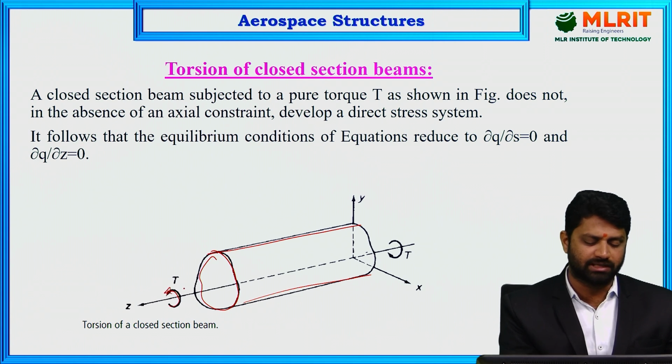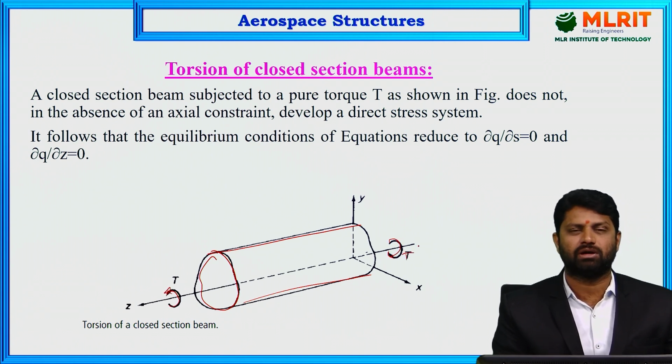So you can see here equal and opposite torques that are applied. So when you apply torque on this particular shaft, it's going to twist. A closed section beam which is subjected to a pure torque, as shown in the figure, does not, in the absence of axial constraint, develop a direct stress system.